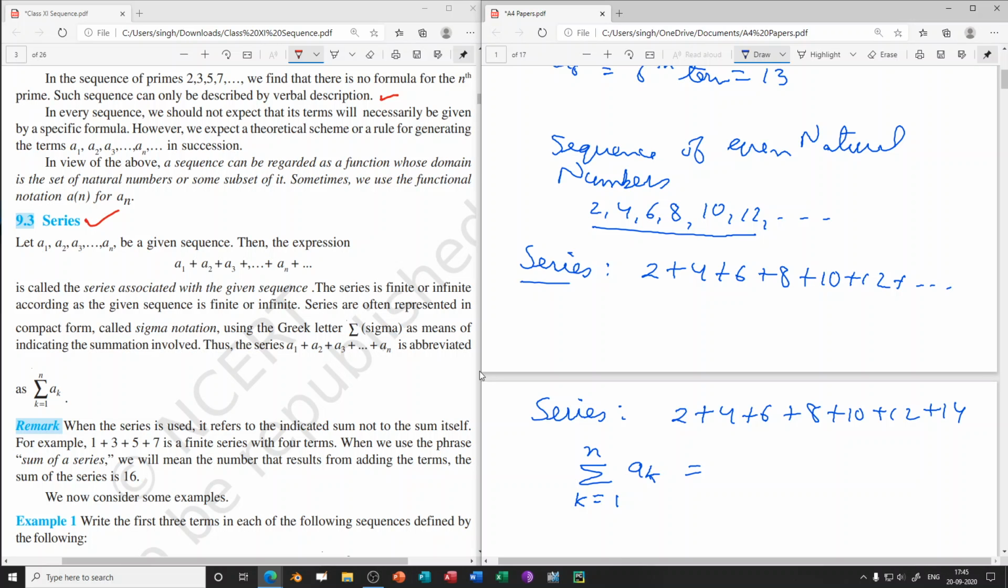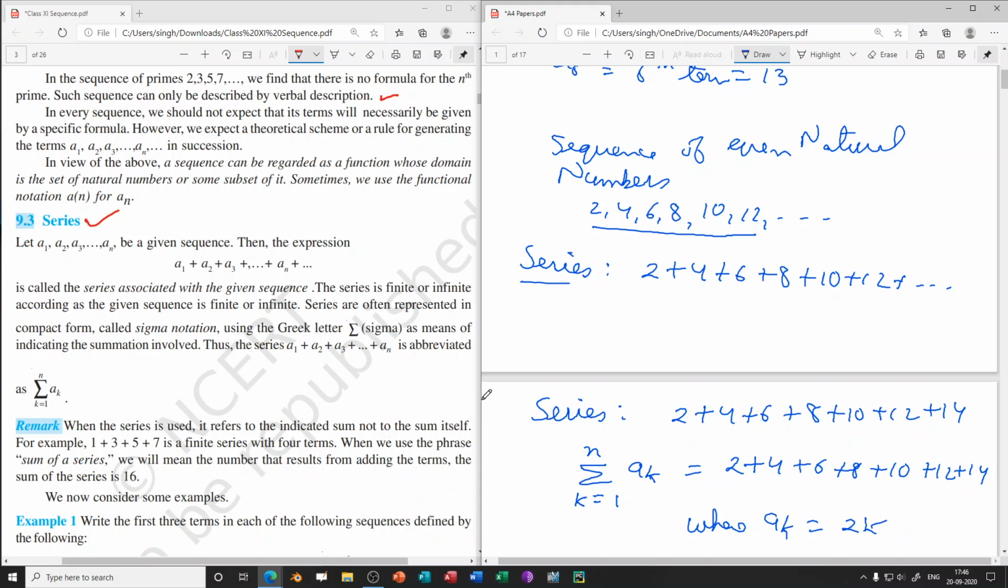So this in short will be this series, that is 2 plus 4 plus 6 plus 8 plus 10 plus 12 plus 14. So in short we can write this as summation k equal to 1 to n of ak, where ak is equal to 2k, because when k equal to 1 we'll get 2, when k equal to 2 we'll get 4, when k equal to 3 we'll get the third term as 6. So this is the compact form of writing this series.